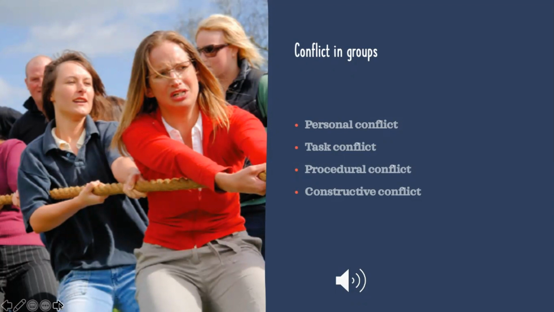And these cause conflicting core values and beliefs. This stems from personal conflict. Next, we look at task conflict. Task conflict is also a disagreement among group members having to do with different ideas or issues, actions, and goals.